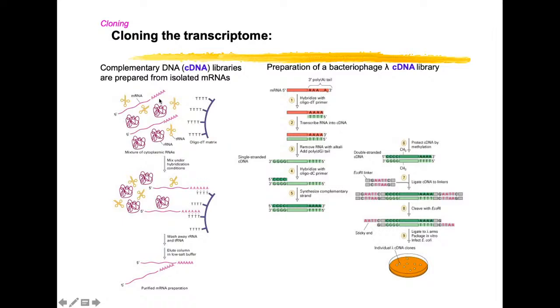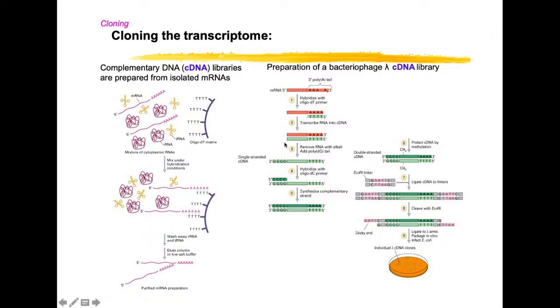So what we will do is take this mixture of cytoplasmic RNA and add it to an oligo dT matrix. Onto this dT matrix, your mRNA will be attached, while your ribosomal RNA and tRNA will not. Then we wash away the ribosomal RNA and tRNA, then elute the column in low salt buffer. And at the end, what you get is a purified mRNA preparation.